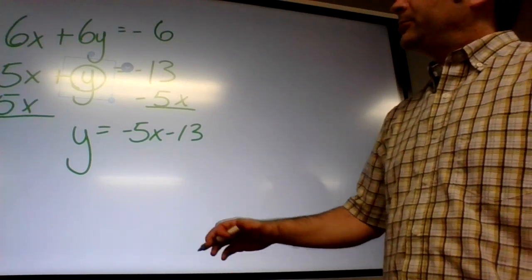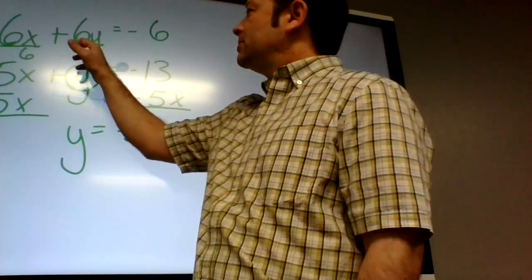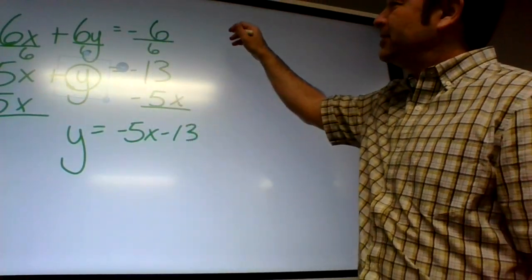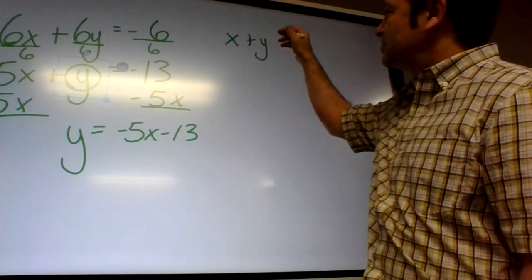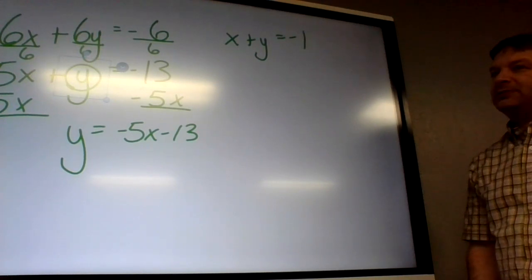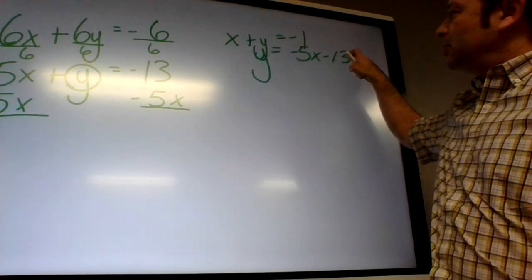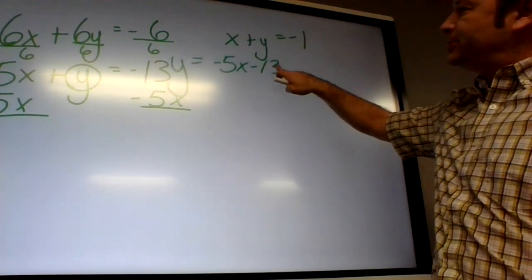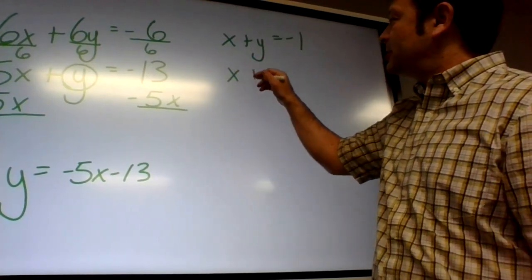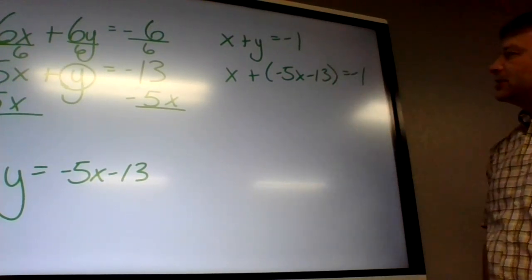Okay, I'm gonna make my life a little bit easier. You don't have to do this, but since all of these on the first equation are divisible by 6, I'm gonna divide both sides by 6. That makes the equation smaller and have to do less work. So now I'm going to turn this y into a -5x minus 13. So this equation will become x plus -5x minus 13 equals -1.